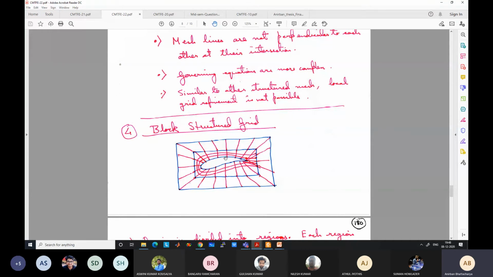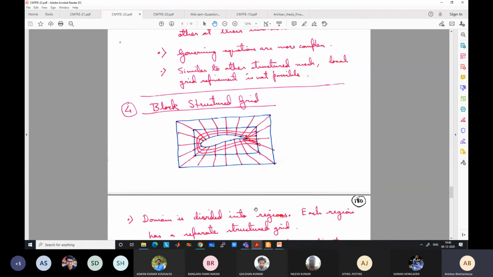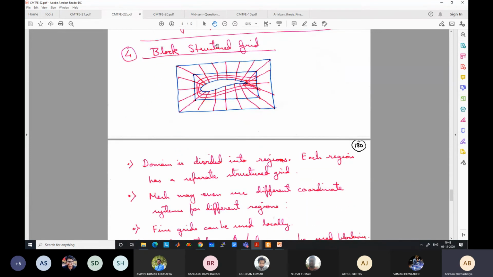Now I can have local refinement. For the inside block, I can take a very fine grid. For the outside block, I can take a very coarse grid. So in this block structure grid, you divide the domain into multiple regions. Each region is known as a block and has a separate structured grid.